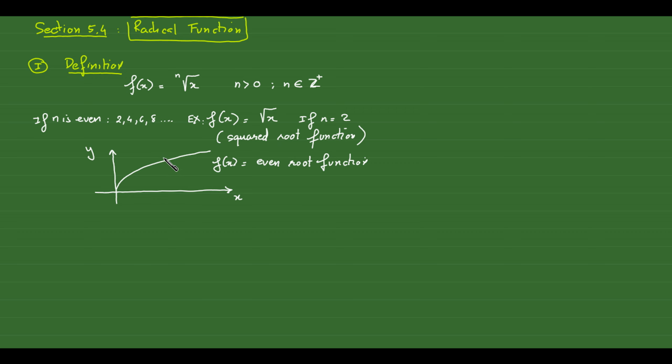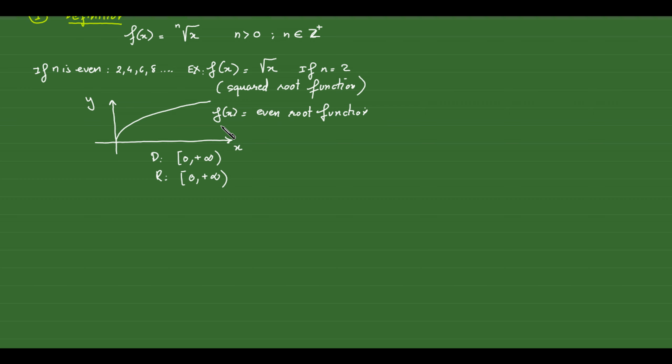If it is something like this, we can define the domain easily, right? The domain will be from 0 to positive infinity. We include 0 here, because we can take any even root of 0. And the range will be the same thing. It can also be from 0 to positive infinity. So that is the case when n is even.